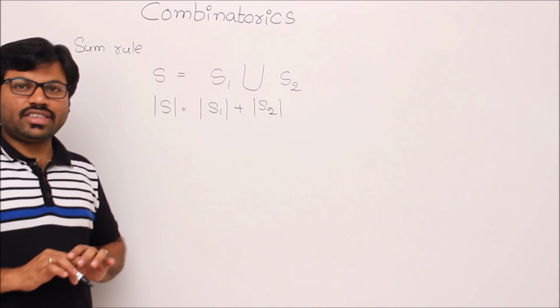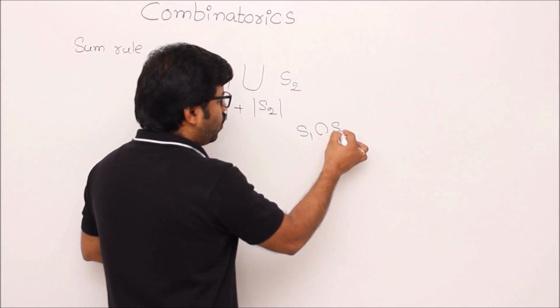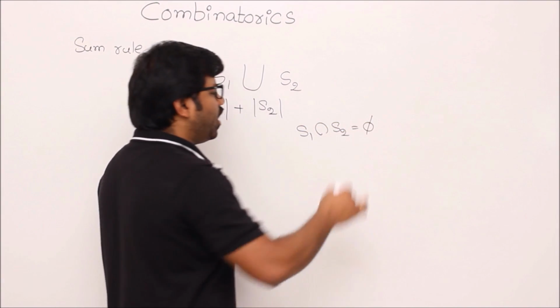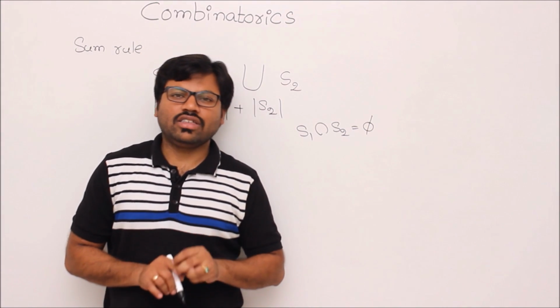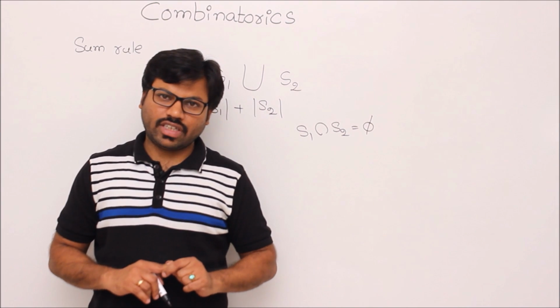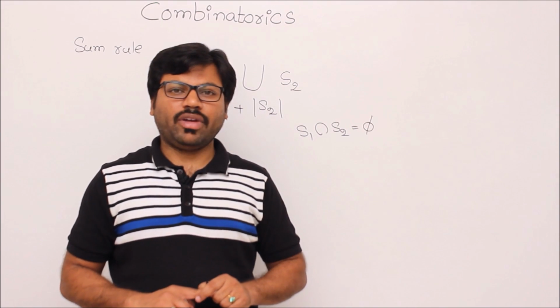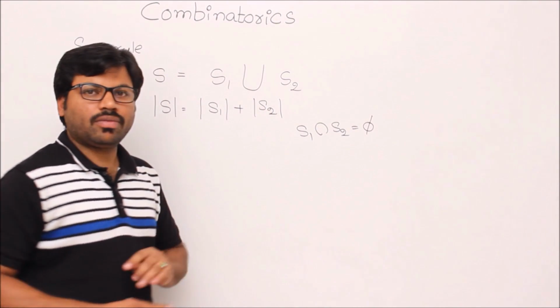But the only condition here is S1 intersection S2 equals empty. That means there is no common element between S1 and S2. Only then can we apply this sum rule. You should be very careful before using it. So please always ensure that there is no common element between S1 and S2. Then go for this rule.